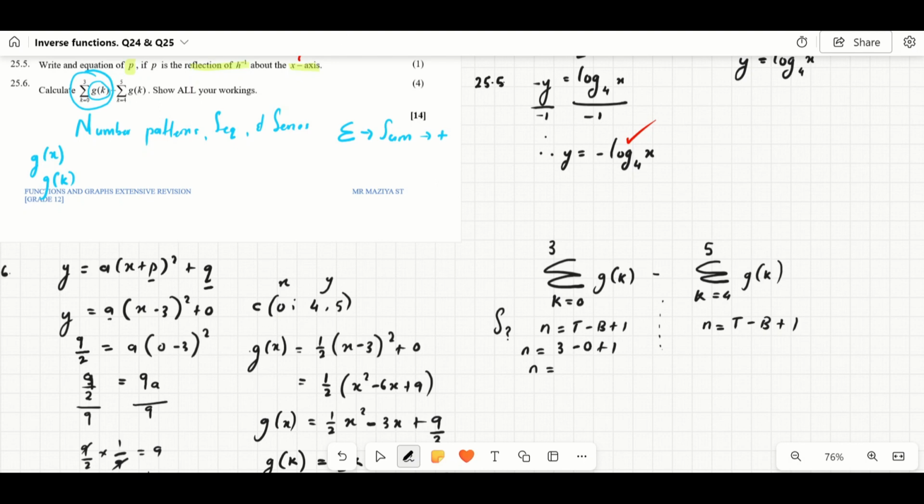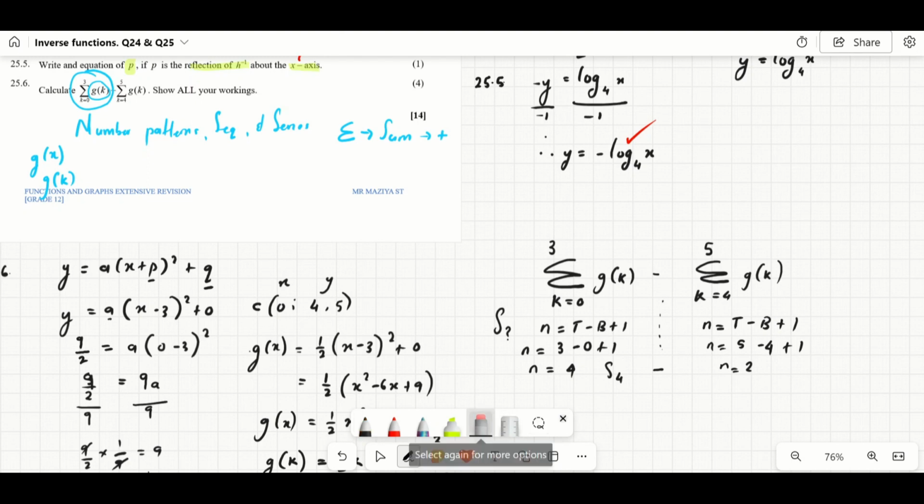So how many terms am I adding here? 4 terms. So this is the sum of 4 terms. So the sum of 4 terms minus the sum of how many terms this side? Top is 5 minus 4 plus 1. So n is equal to 2. So basically, you want to find the sum of 4 terms this side minus the sum of 2 terms on the other side.